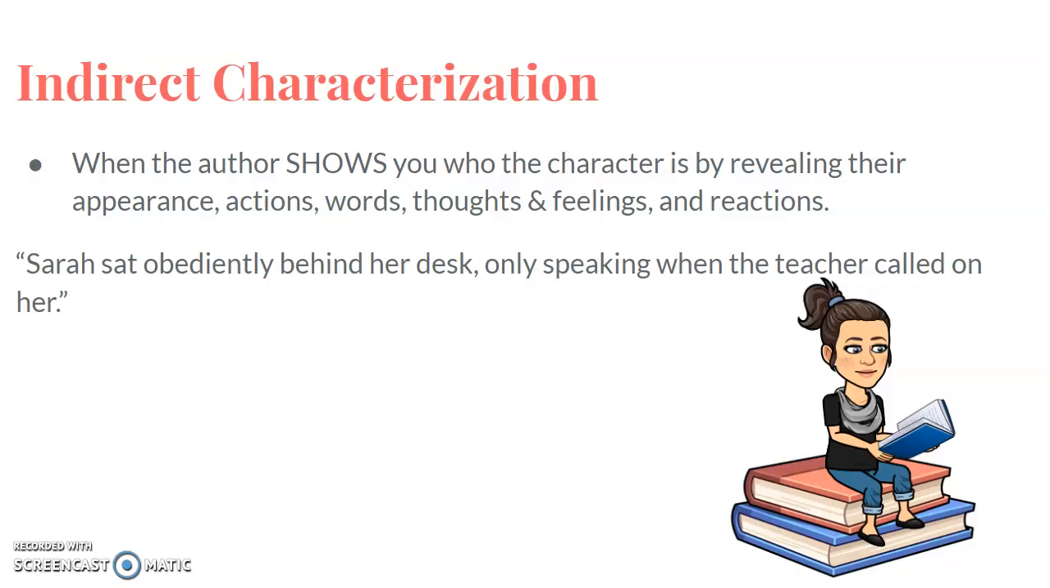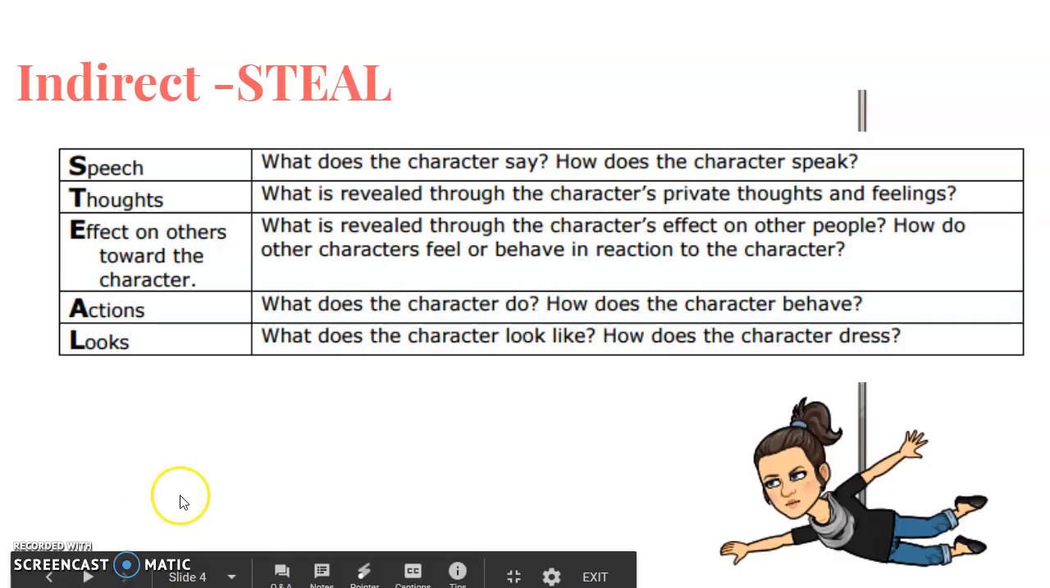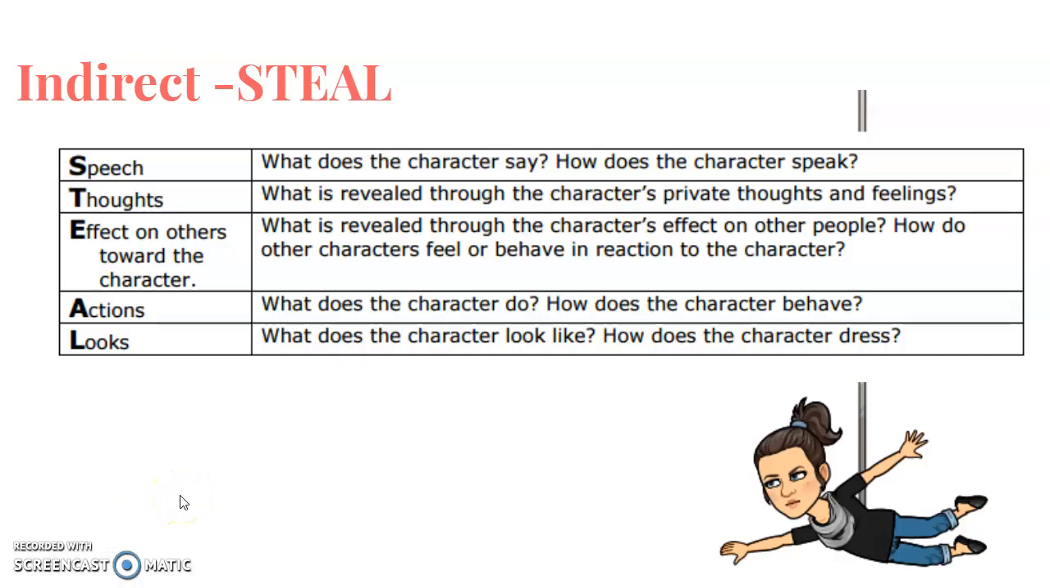So here's this example. Sarah sat obediently behind her desk, only speaking when the teacher called on her. We can assume, based upon what we're told here, that she is that same student that we saw just a minute ago that was quiet and well-mannered, based upon these actions. The more we learn, there might be other reasons for this, but that would be our assumption through indirect characterization at this point. The way that you're going to figure out indirect characterization is by looking at a few different things. And you can remember that with this acronym, STEAL.